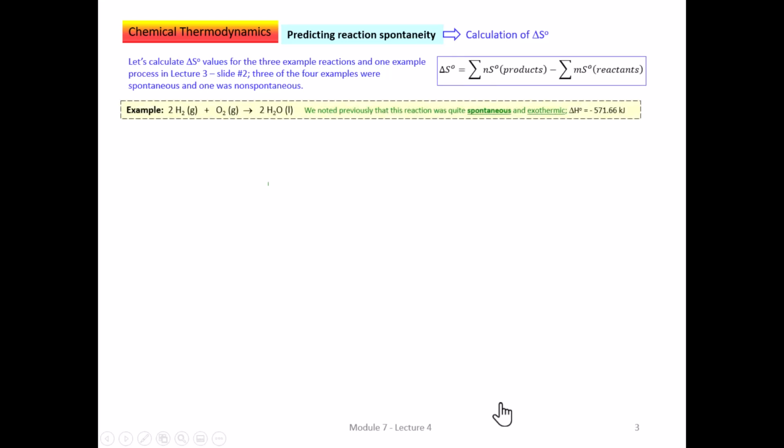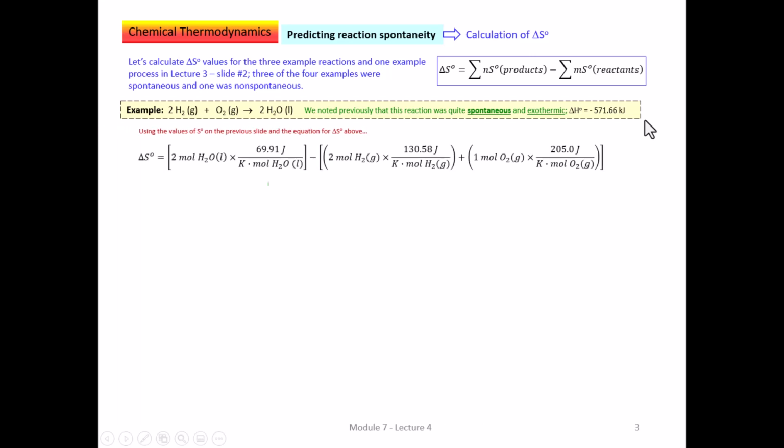So our first example here is our now well-known reaction of hydrogen and oxygen to give water molecules. And of course, we noted previously that this reaction was quite spontaneous and exothermic. Delta H is quite negative. Now, we can calculate a standard entropy change by adding up all of the entropies of the products. Now here, the only product is water in the liquid form, but we have 2 moles of water in the liquid form. So we have 2 times 69.91 joules per K per mole.